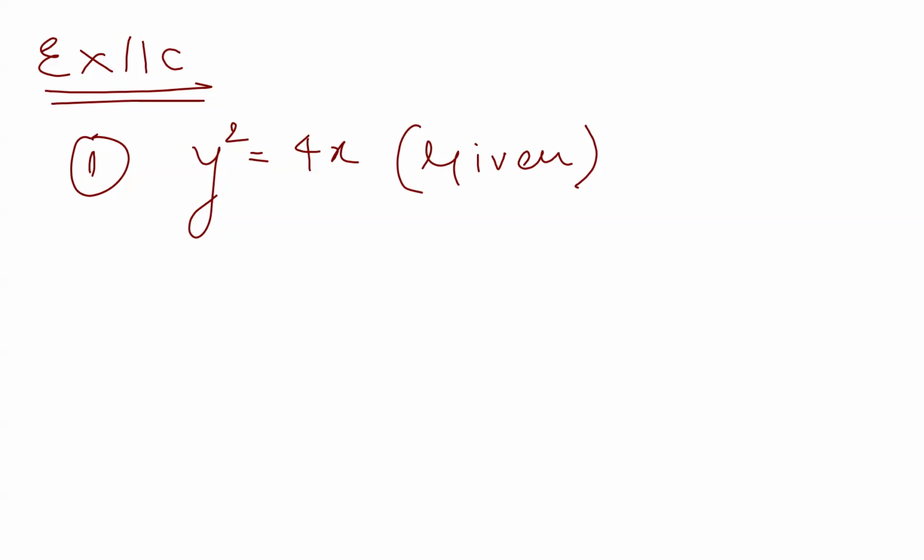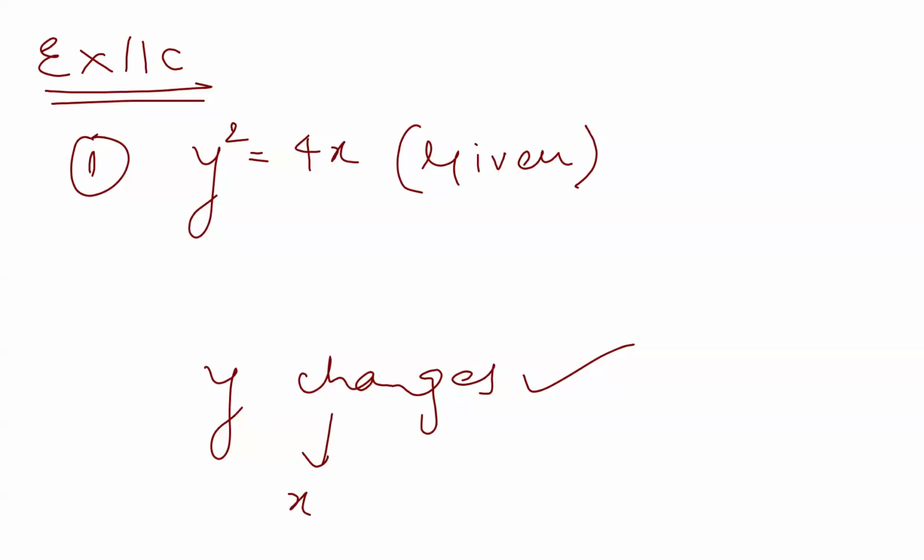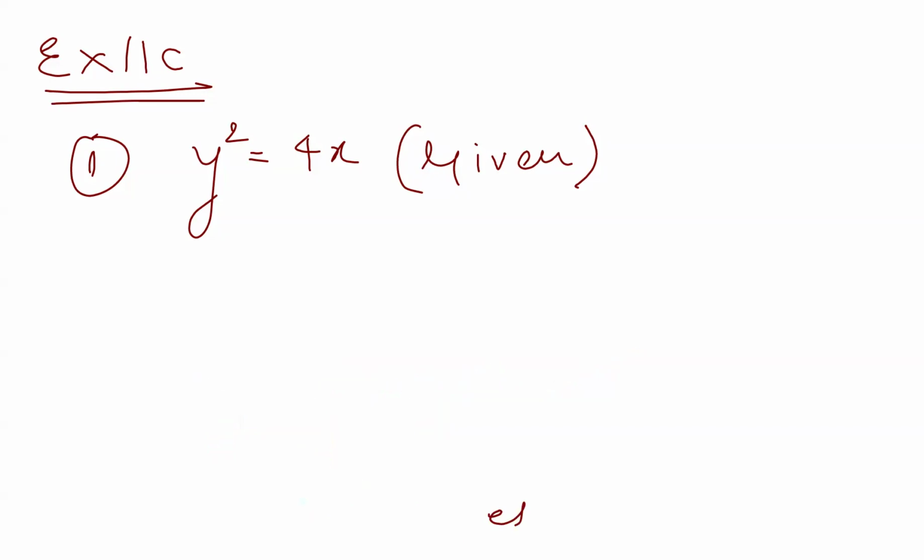Now y is changing. It is very well given in the problem. Y is changing with respect to x. The meaning of this particular statement is y is changing because x is changing. Y changes because x changes. So we need to find out how y changes with respect to x when x is equal to 4. So find the rate at which y is changing with respect to x.